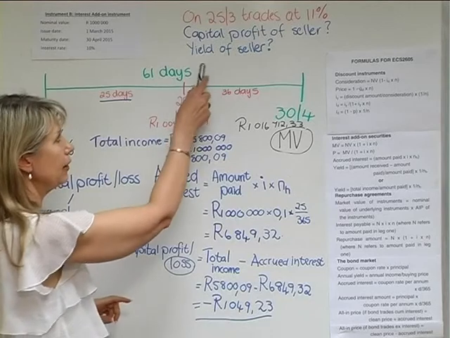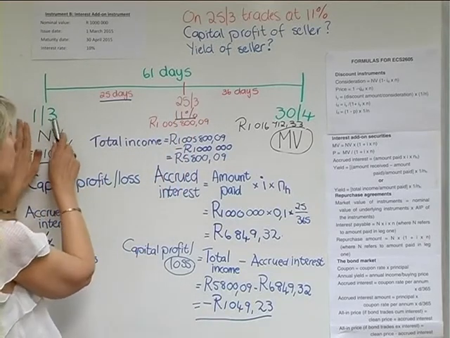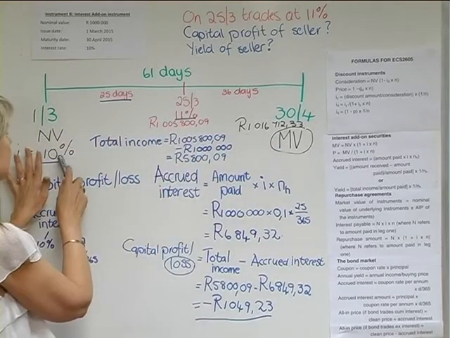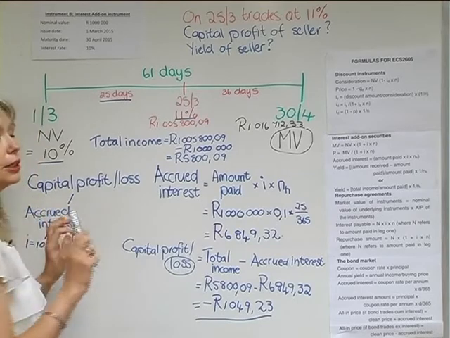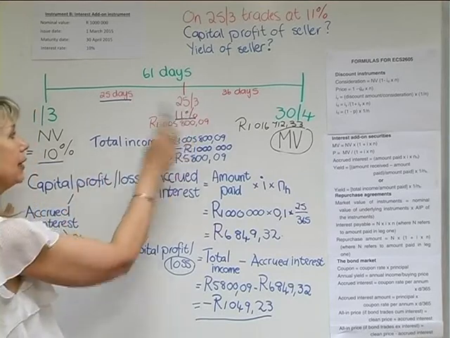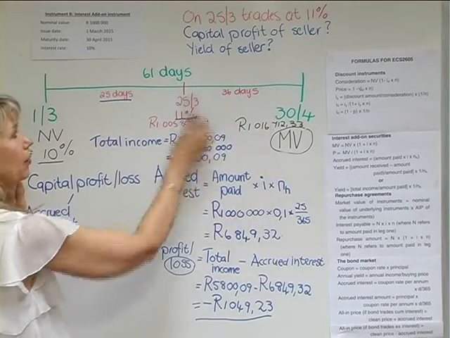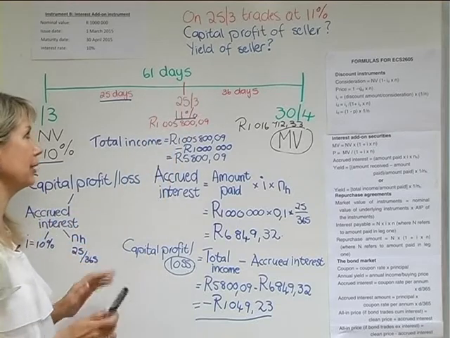Because if the seller had kept the instrument from the 1st of March until the 30th of April, his yield would have been 10%. Right. But because he sold it at 11% before the expiry date, we now have to calculate what his actual yield is.